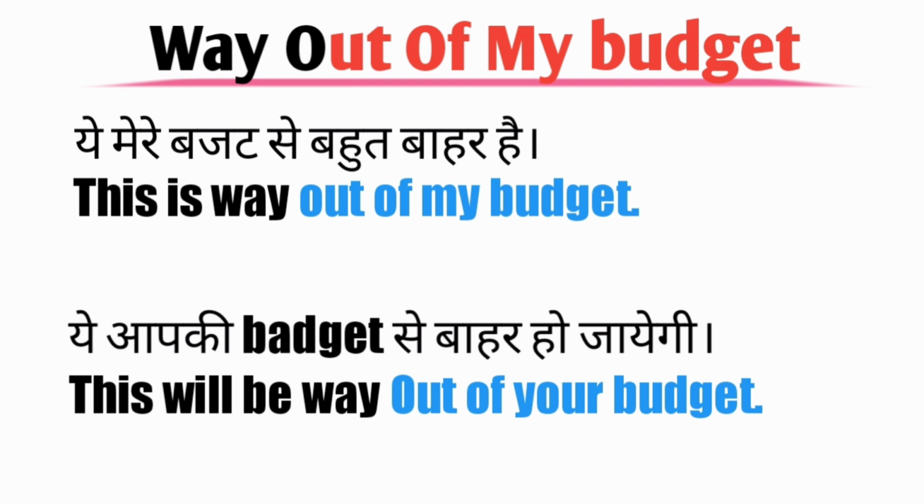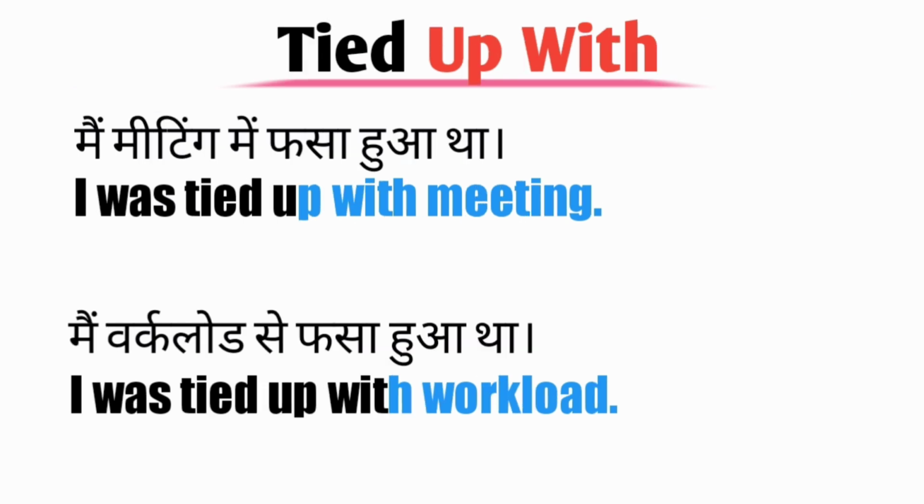The second sentence would be, ये आपकी बजट से बाहर हो जाएगी. Okay, you could say this will be way out of your budget. Okay, in the place of your, my, you can change. Sometimes it could be his, sometimes it could be my, sometimes it could be our. Okay, so it is going to be changed. All right.